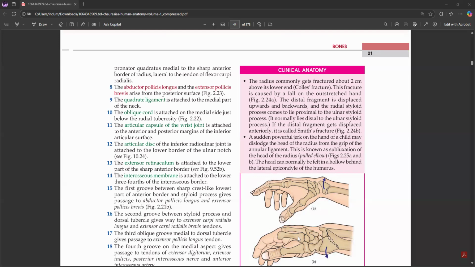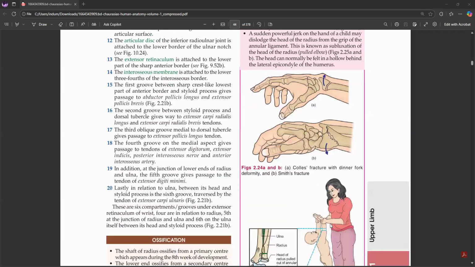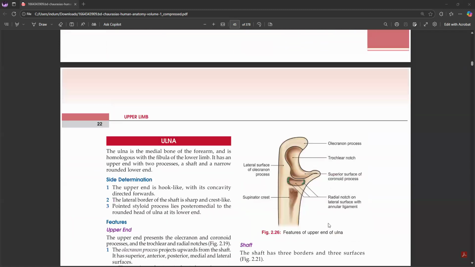Figure 2.24b. A sudden powerful jerk on the hand of a child may dislodge the head of the radius from the grip of the annular ligament. This is known as subluxation of the head of the radius, pulled elbow, and the head can normally be felt in a hollow behind the lateral epicondyle of the humerus.